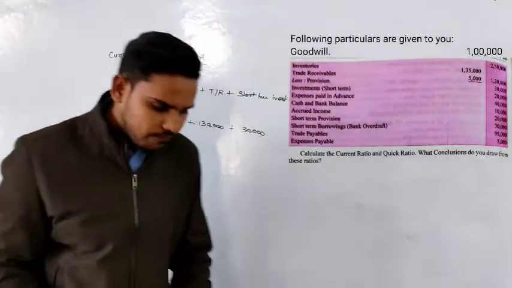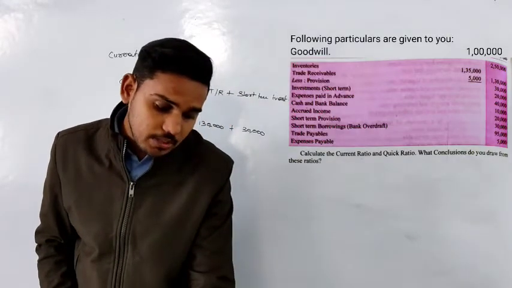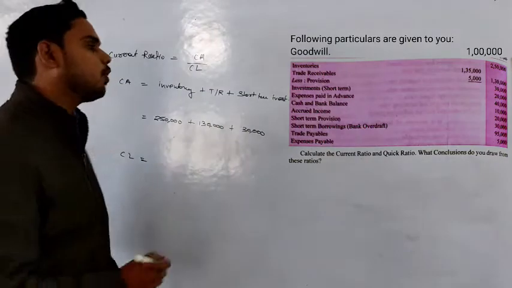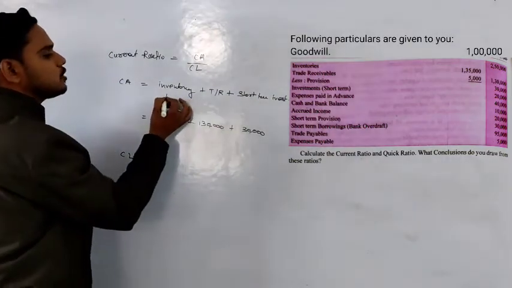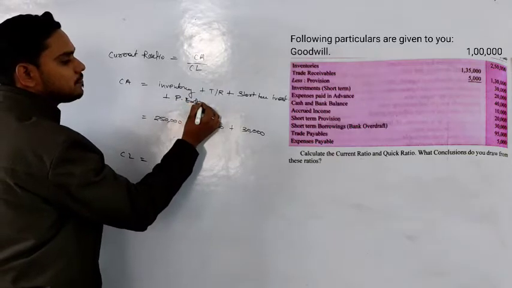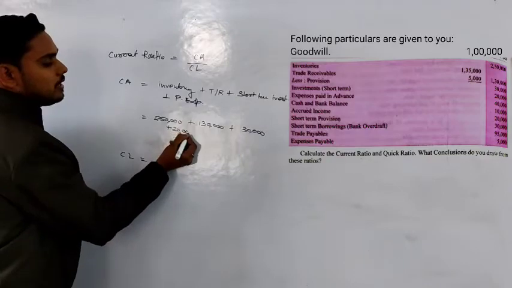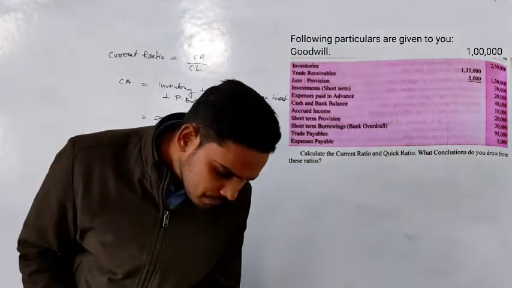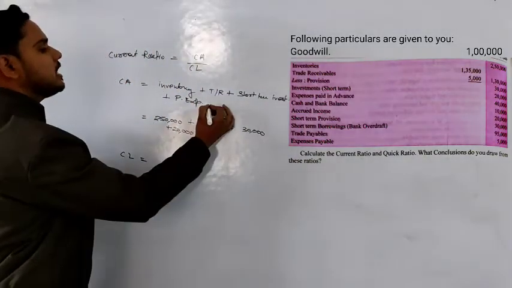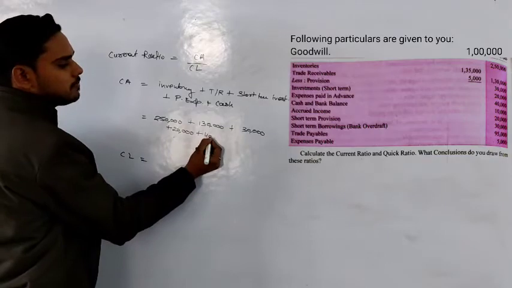Then next we are having is what? Expenses paid in advance. That is what? Prepaid expense. And prepaid expense is kind of asset for us, right? And that is current asset. So we can write here prepaid expense, and that is how much? 20. So plus 20,000. Then next we are having is what? Cash and bank balance is also a current asset. We can write here as cash and bank, and that is 40,000.